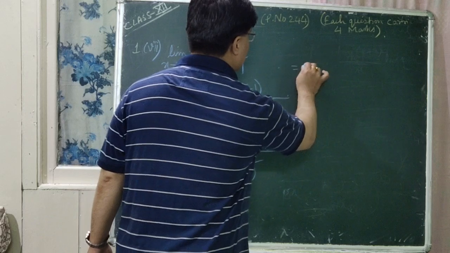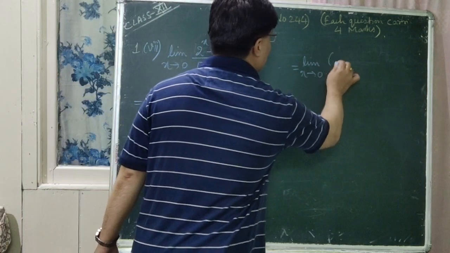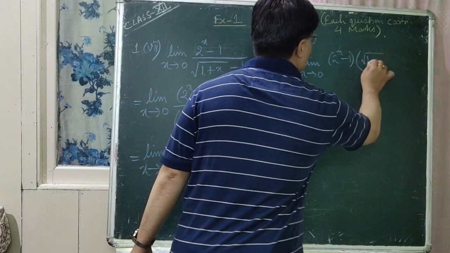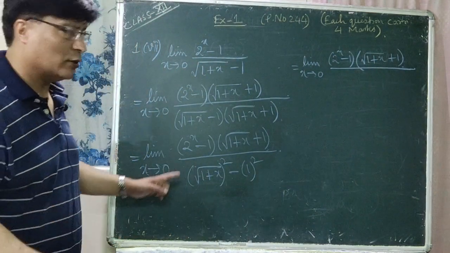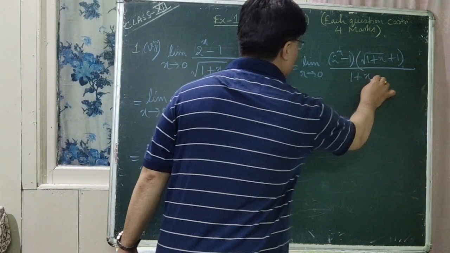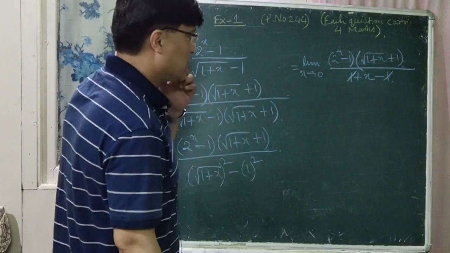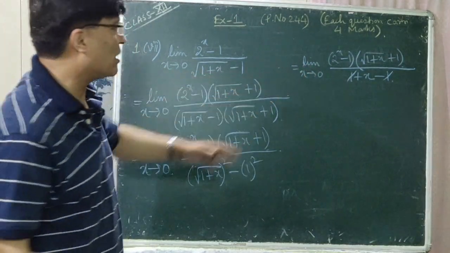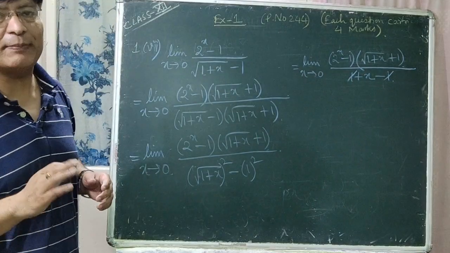So which is equal to limit, this is your limit x tends to 0, then it is 2 to the power x minus 1 into within square root 1 plus x plus 1, this whole divided by. Now in the denominator, what is within root 1 plus x whole square? It is 1 plus x. This is 1 plus x, then minus 1 whole square is minus 1. Here 1 gets cancelled. So I think you have understood it. Now in the denominator there is only x out there. So you can write x below this expression, that is 2 to the power x minus 1.